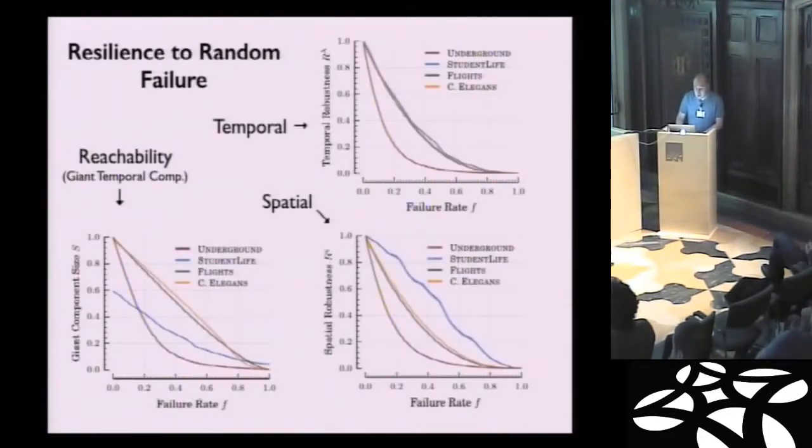The first interesting thing that we want to see is what happens if you have random failure. The resilience of the underground network to random failure is pretty bad. Here you have failure rate against spatial robustness, and failure rate against giant component size. With an increase of the failure rate, the underground is not a robust network in the spatial case. Instead, the flights and the C. elegans look very optimized.